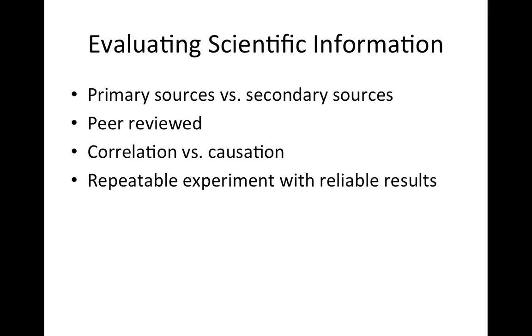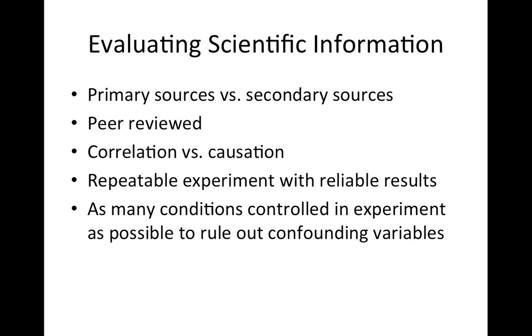Any good scientist is going to do a repeatable experiment. So when they outline how they did it, another scientist should be able to read that and repeat the experiment, and they should get the exact same results. So a repeatable experiment with reliable results is very important. What goes along with that is that as many conditions are controlled in the experiment as possible. So you're trying to rule out any confounding variables, anything you didn't think about that could have influenced the result.